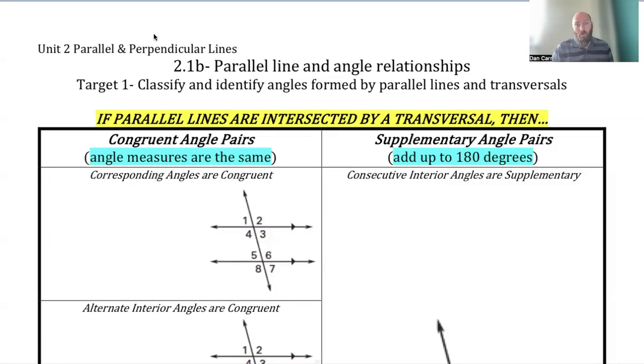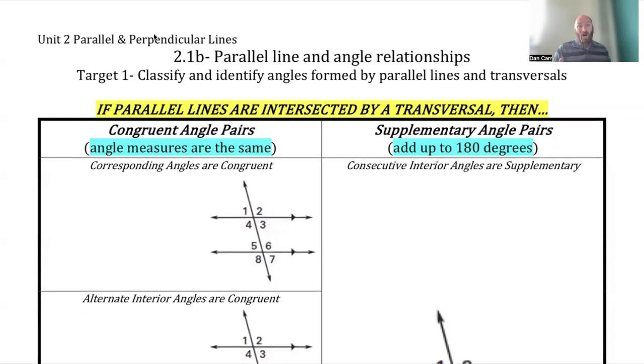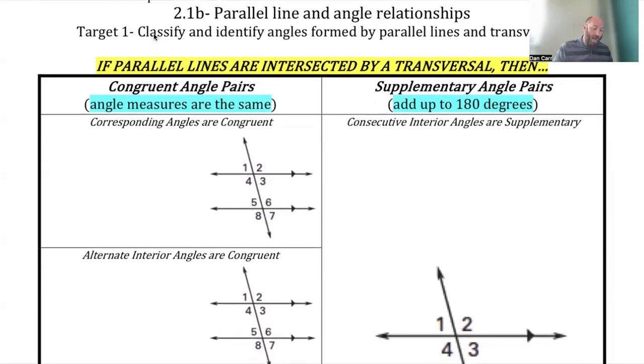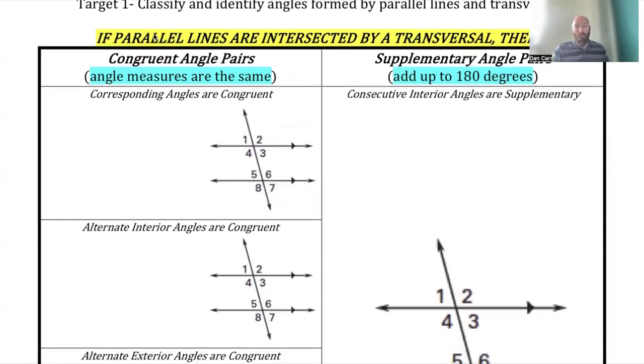Today we're looking at 2.1b. We're looking at the second day and talking more about those angle relationships that are formed by that transversal. But now we're going to be looking at what happens when they cross parallel lines. So for parallel lines, we get some special cases here.